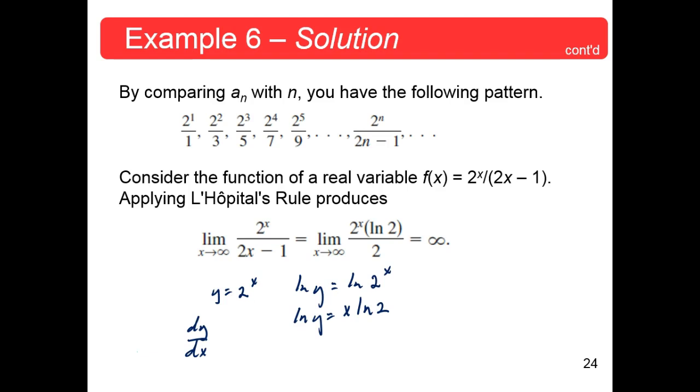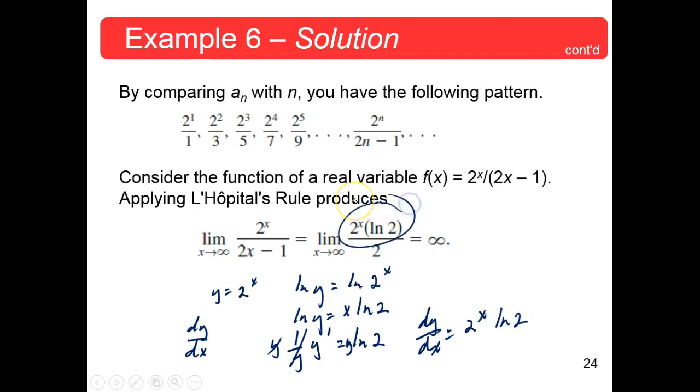Now take the derivative of both sides. Derivative of log y would be 1 over y times y prime, right? Chain rule. Got it? Is equal to log 2. Now, all you do is multiply both sides by y. So that gives you dy dx is equal to y, which is 2 to the x times log 2. And that, sure enough, is what we've got there. The derivative of that is 2 to the x log 2.